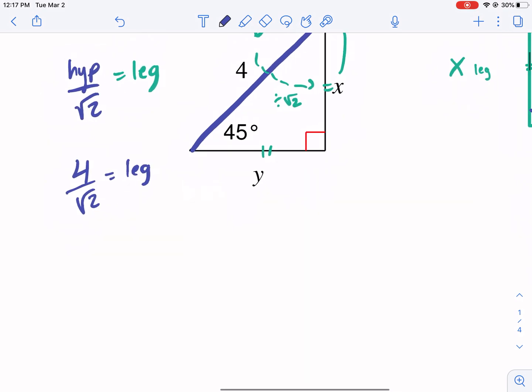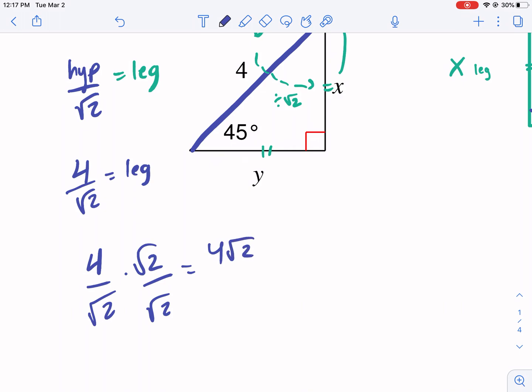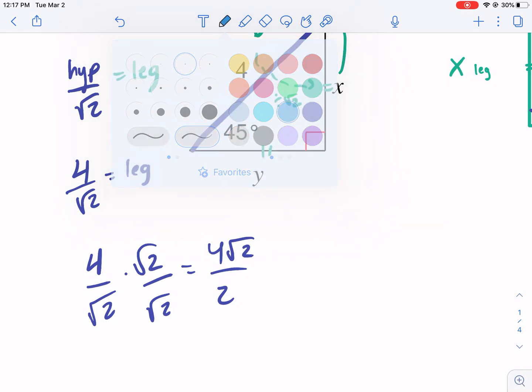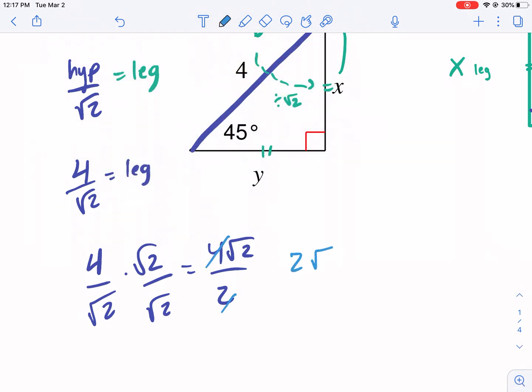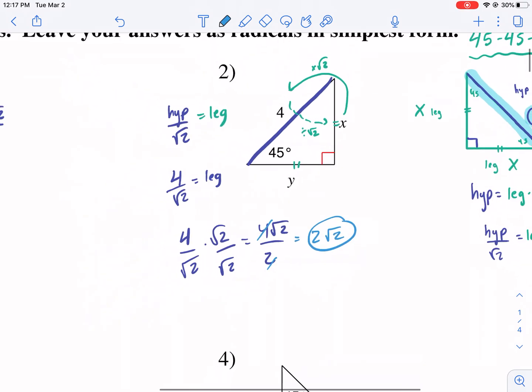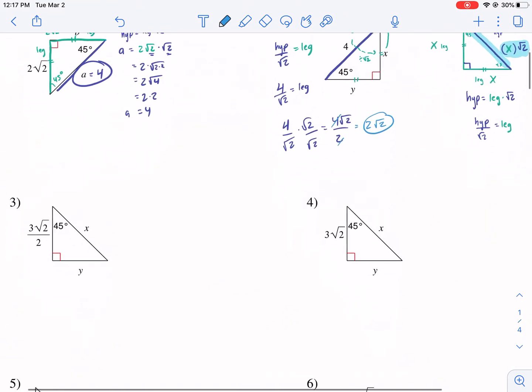You need to know how to rationalize denominators for this to work. So we're going to do, that was my attempt at a square root. Square root of 2, and then I do square root of 2 over square root of 2. Gives me 4 radical 2 over 2. And then I'm going to cancel, reduce, I should say. And I get 2 radical 2 as my final answer. Okay, so that was a little quick, but that is the process.